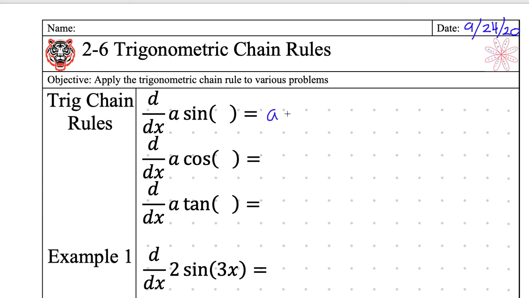It's going to stay a times, and then it flip-flops, right? It changes from sine to cosine. Taking the derivative and going backwards and taking the integral, they always flip-flop between sine and cosine. So cosine of whatever that inner was. Again, I leave empty parentheses to let you know it's some inner. And never forget to multiply by your, shout it out, dinner. Because it's always daughter times dinner.